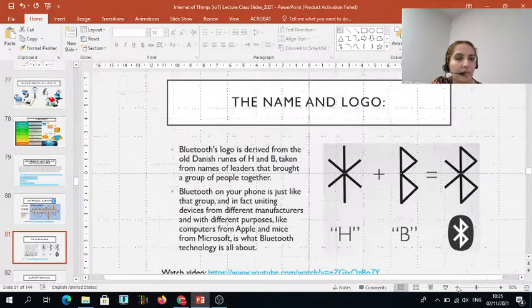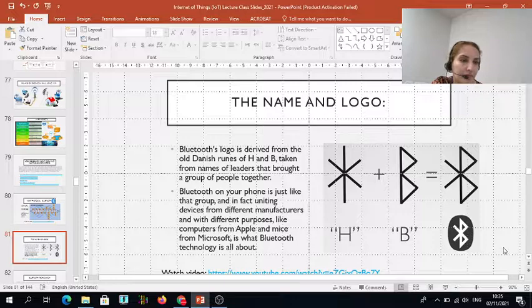So let's look at the logo. This is the logo. So the name is funny. I remember myself when I heard Bluetooth for the first time, I was thinking, why Bluetooth? Why is it not red tooth or pink tooth or black tooth? Why is it Bluetooth? What's the story with that?